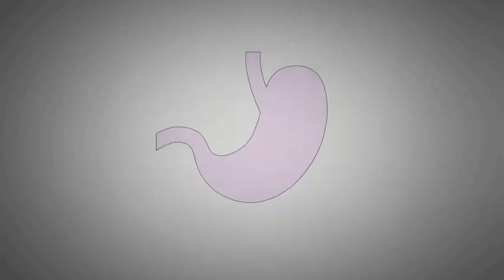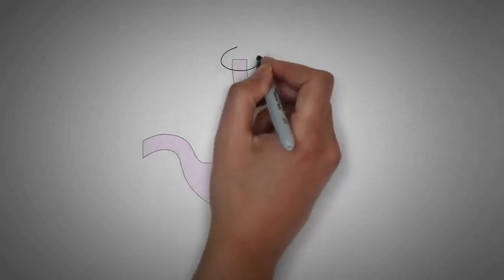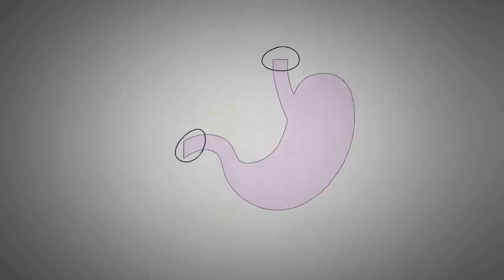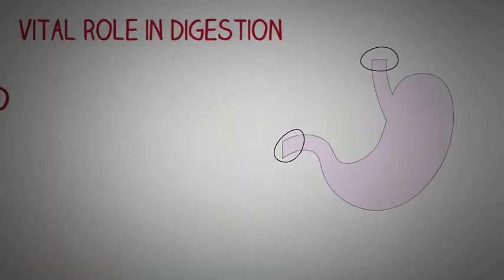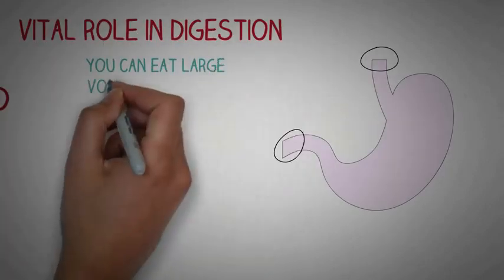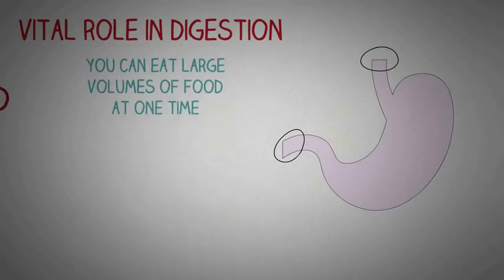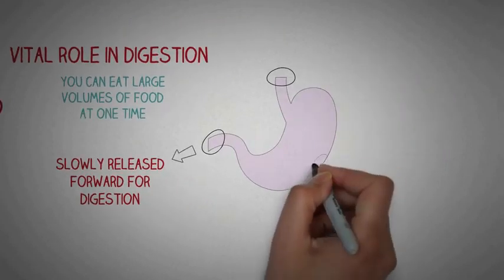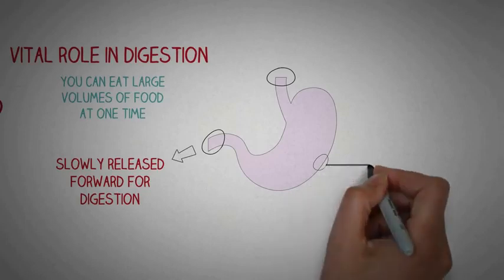The next organ in the digestive tract is the stomach. The stomach is a J-shaped organ, and it is connected to the esophagus at the upper end and the duodenum at the lower end. It has a vital role in digestion. It has a large volume, so you can eat large amounts of food at one time, which is digested slowly by controlling its release through the stomach. Although it's true you can live without your stomach, the patients in whom the stomach has been removed have to eat very small quantities of food frequently.